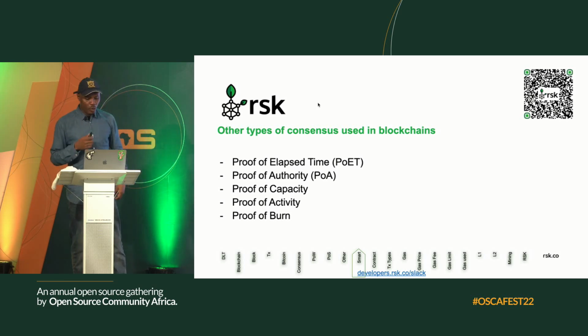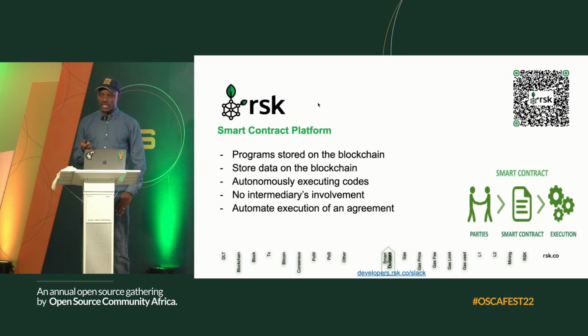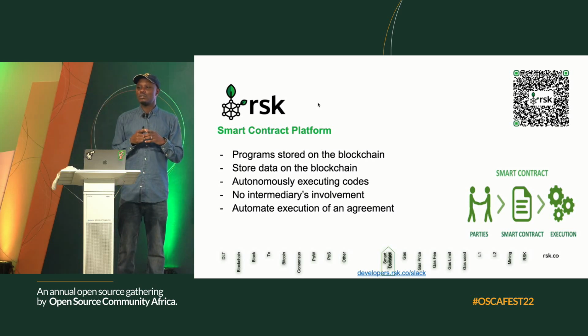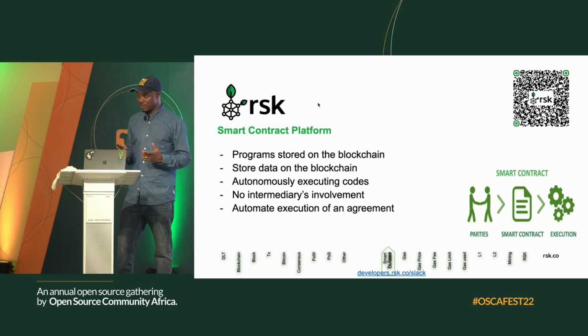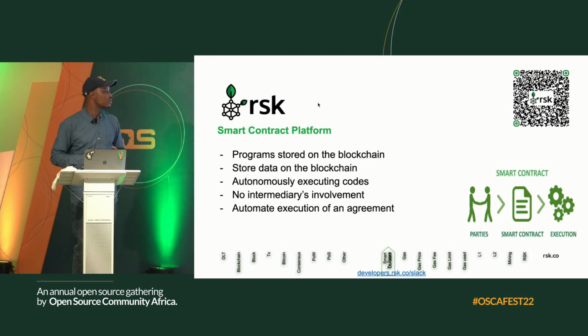Smart contracts are programs developed by developers and stored on the blockchain, and they contain both code and data storage. The program runs when predetermined conditions are met. They do so automatically and in a deterministic way. So you can use smart contracts to automate agreements between parties.